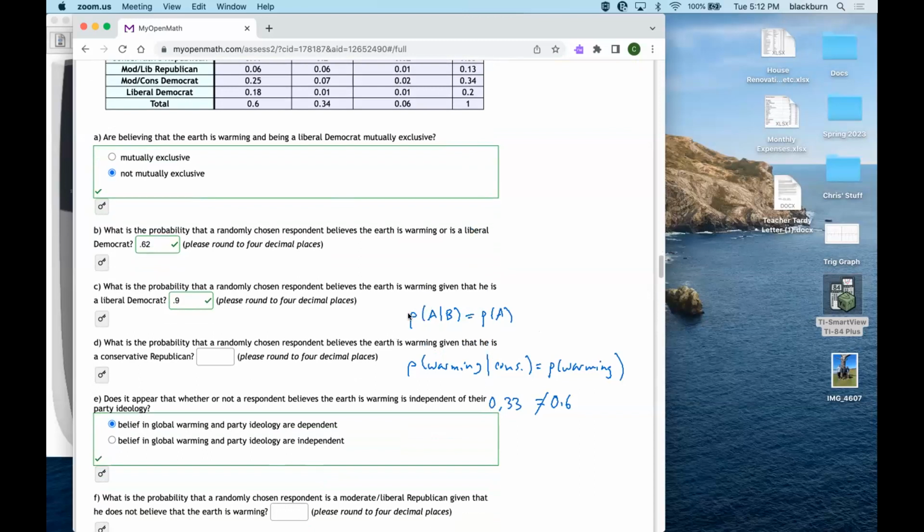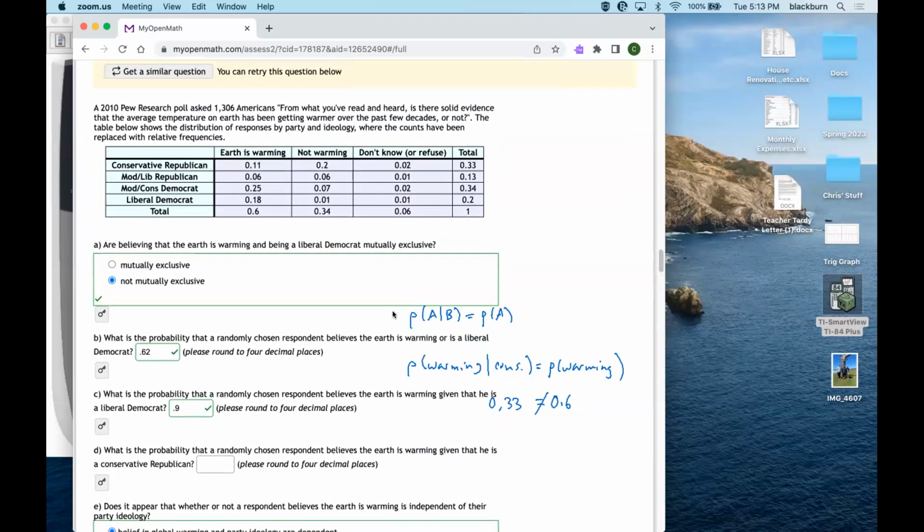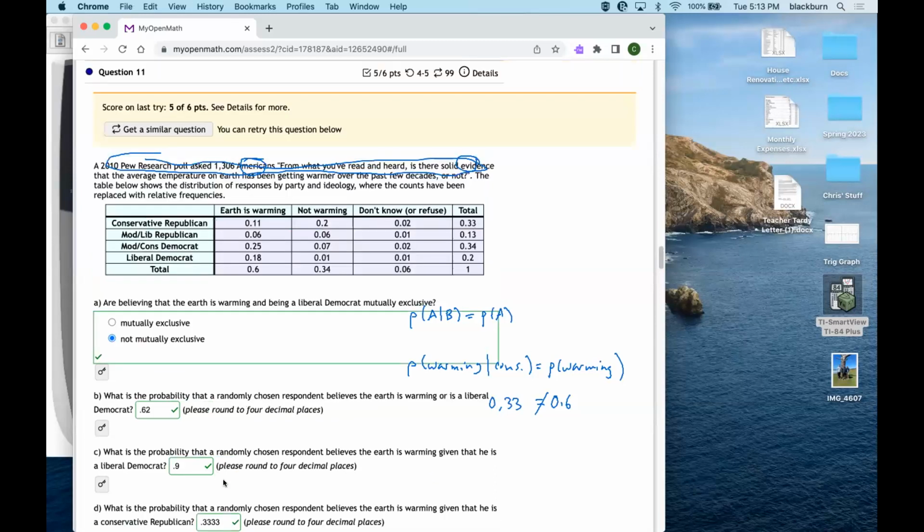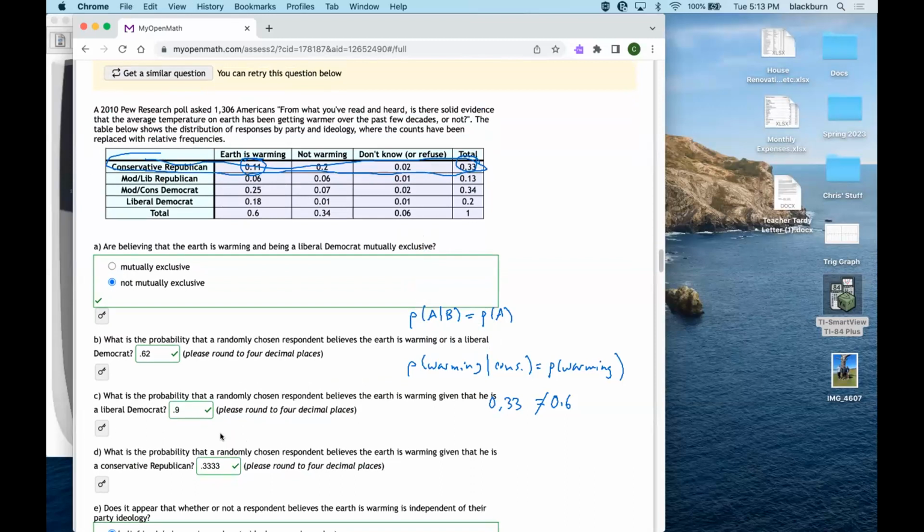For D, since it says the earth is warming, given that he is conservative, would we do a similar thing that we did on C? Yeah, so the conservative Republican people are in this row right here, right? So you do earth is warming and conservative Republicans 0.11 divided by the probability of a conservative Republican, which is 0.33. So if you do 0.11 divided by 0.33, you get 0.3333 in my case. Does that make sense, Monse? Yeah. Cool.